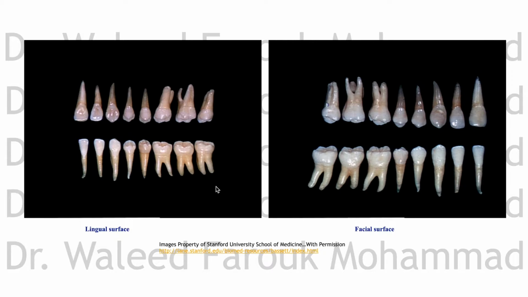This is the set of permanent teeth. These are the two incisors, the medial and lateral incisors, then the canine, and the two premolars, or the bicuspid as they call it, and the three molars, the first, second, and third, which is the wisdom tooth. This is the lingual side, and this is the buccal side, or facial side, the side that faces the cheeks. Okay?